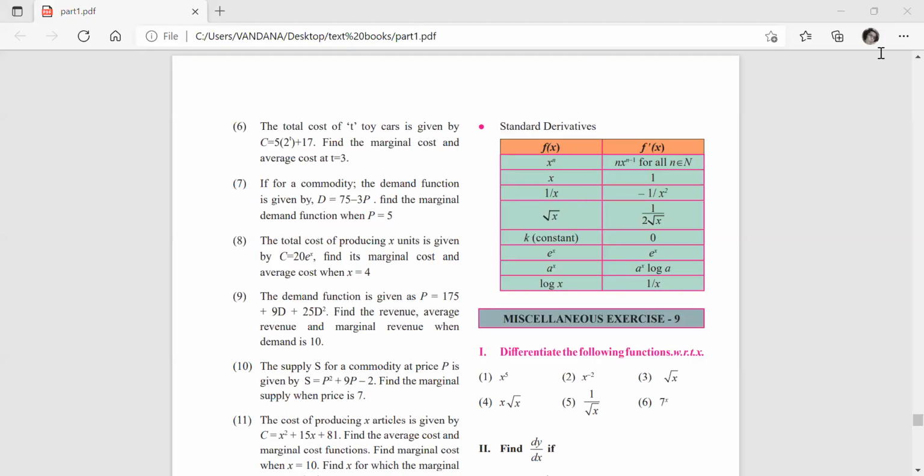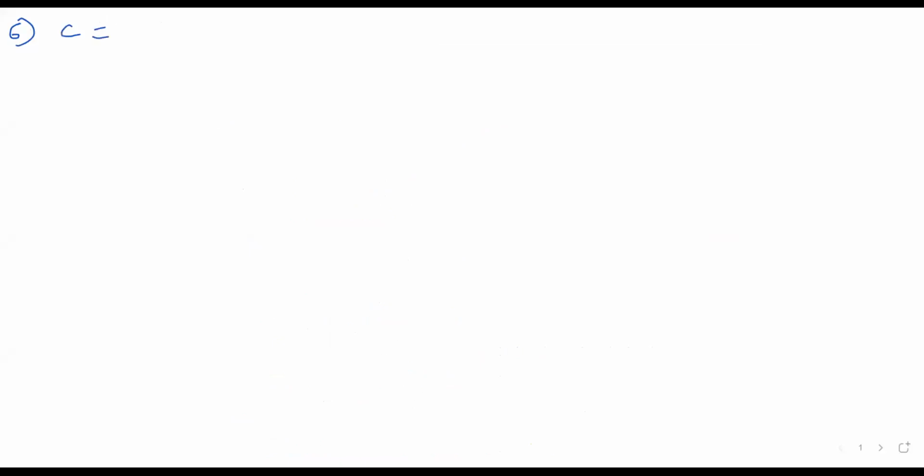The total cost of T toy cars is given by C equals 5 into 2 raised to T plus 17. Find the marginal cost and average cost at T equals 3. C is 5 into 2T plus 17. Find the marginal cost. Marginal cost कशी येते? Marginal cost is first order derivative of this. d/dt of 5 into 2 raised to T plus 17.